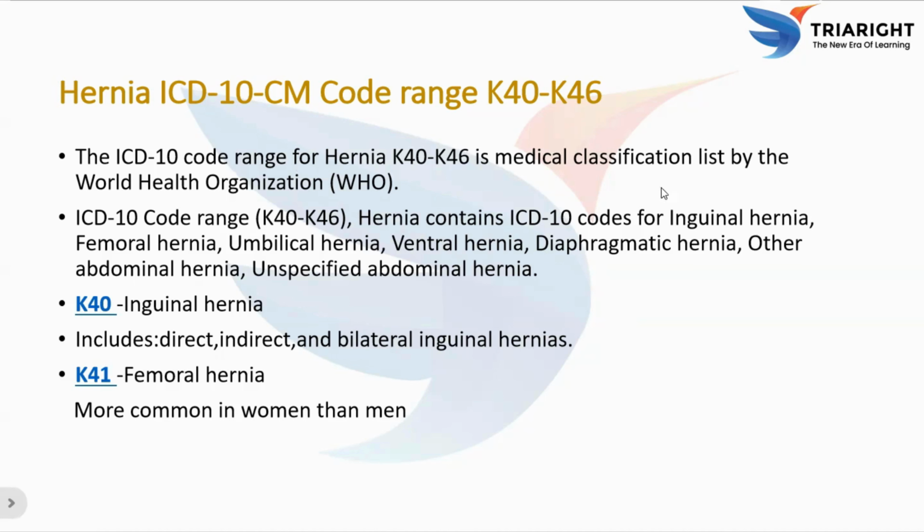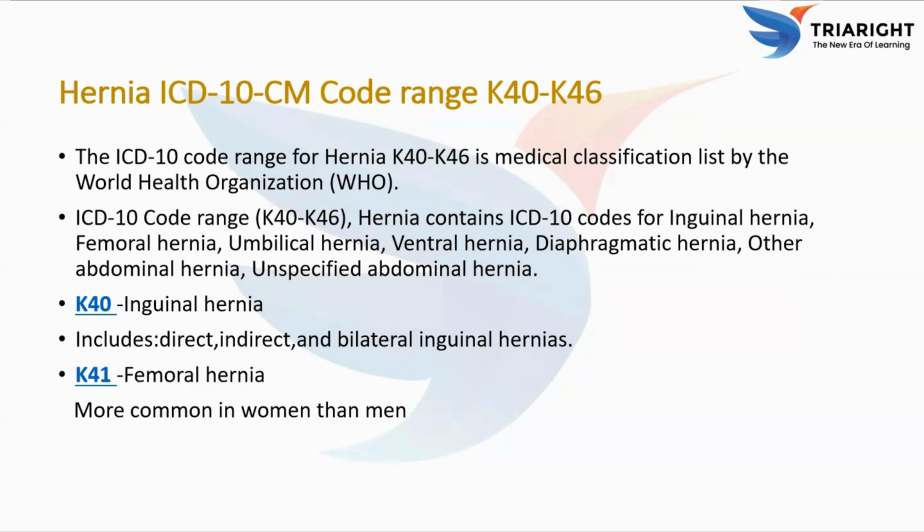So what code range do you give for hernia? It's K40 to K46, from the medical classification list by WHO, that is the World Health Organization. So we do have inguinal hernia, femoral hernia, umbilical hernia, ventral hernia, diaphragmatic hernia, and also other abdominal hernia and unspecified abdominal hernia. So next, first coming to K40. The K40 code determines inguinal hernia.